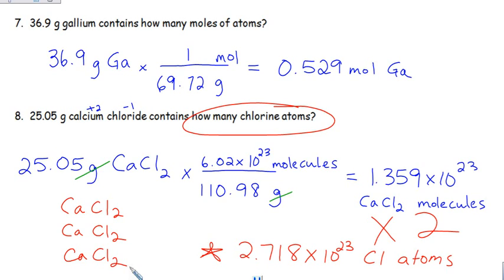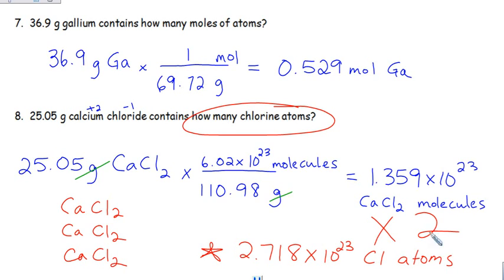There's 6 chlorine atoms in that sample. It's the same concept, but just on a way larger scale. I can't write out 1.359 times 10 to the 23rd molecules. That's crazy. It's such a huge number. But I can apply the same logic. Each molecule has 2 atoms of chlorine, so I'll multiply by 2. And that gives me the number of chlorine atoms in my giant sample. So I like that one. A little different twist.